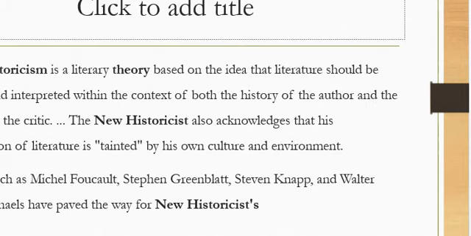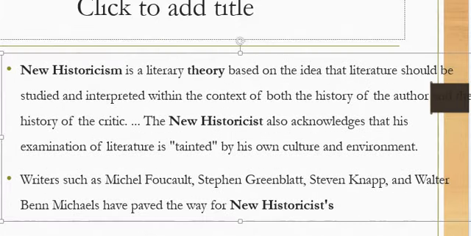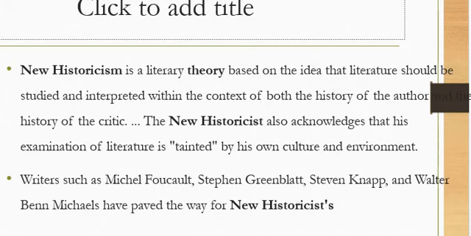Now, what is really New Historicism? New Historicism is a literary theory based on the idea that literature should be studied and interpreted within the context of both the history of the author and the history of the critic. It means both the critic and the author in their historical background, or the age in which they were producing and creating any text, that is important.